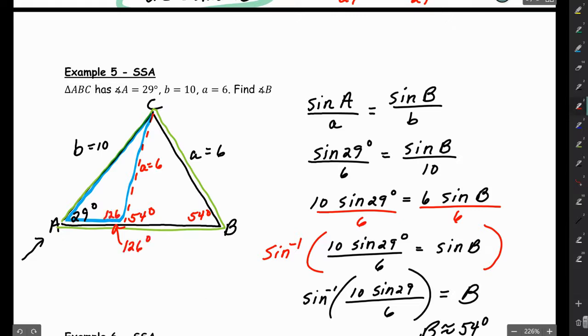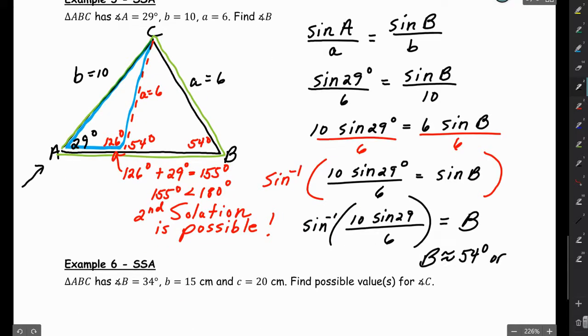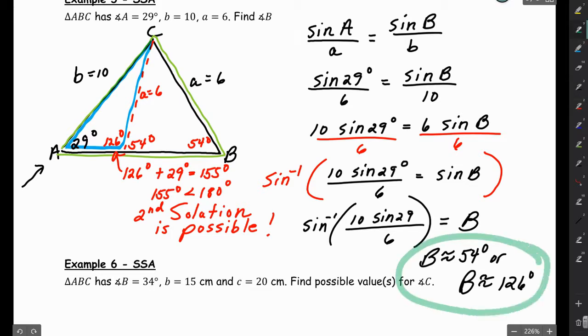So my question now is, is the blue triangle a possibility? As long as 126 plus 29 is less than 180, we know the blue triangle is a possibility. And 126 degrees plus 29 gives us 155 degrees. And that's below 180, right? 155 is less than 180 degrees. So we know that a second solution is possible. So the other possible solution is that B could be approximately 126 degrees. So a second solution is possible. We have the two scenarios.